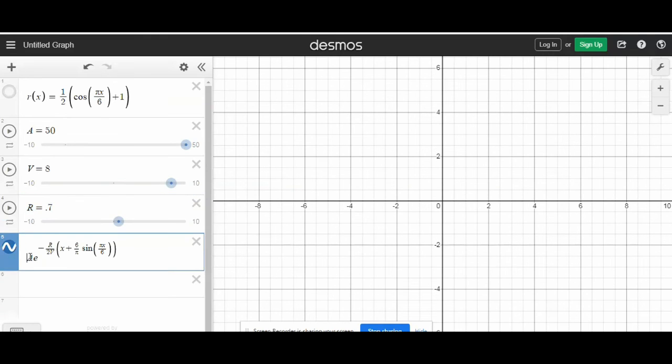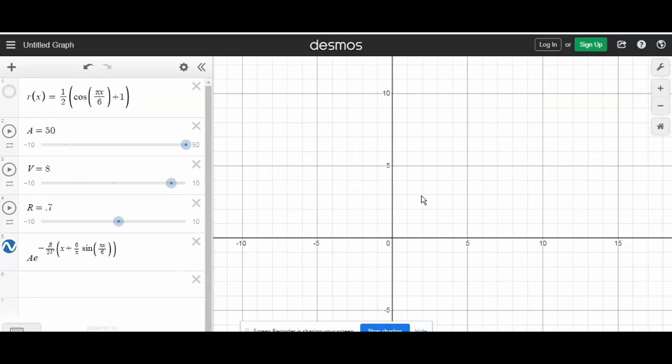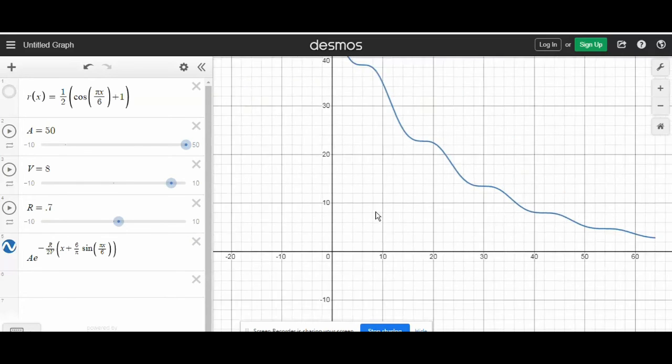So we ultimately get the initial value of our pollutant multiplied by e to the -r divided by 2v times x plus 6 over pi times sine of pi x over 6. And in this case, I'm using x because that's the variable in this graph, even though in the derivation we use t. So let's go ahead and zoom out and see what we get.